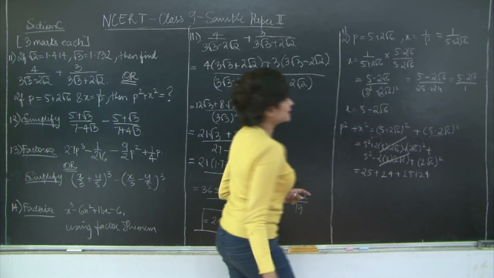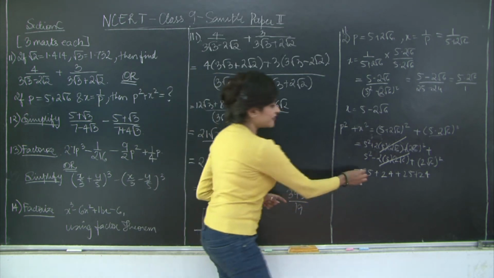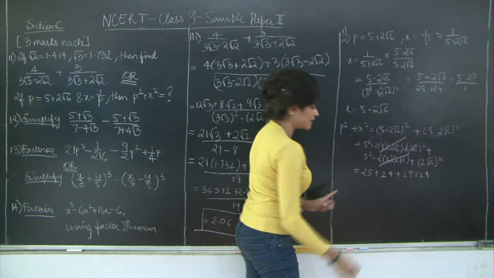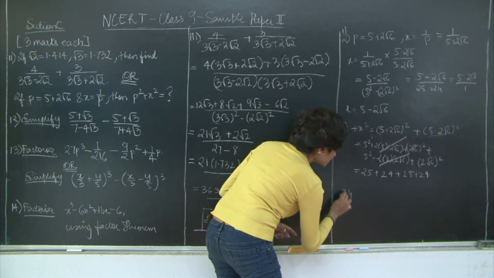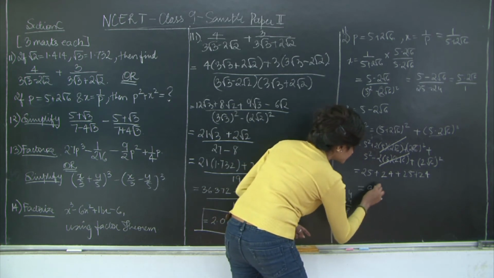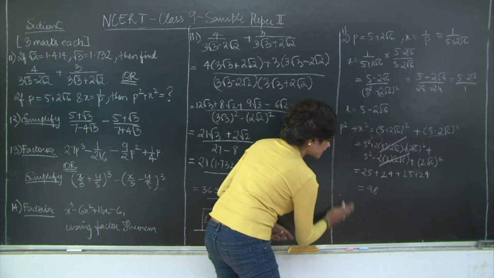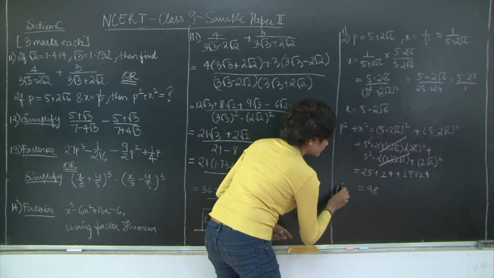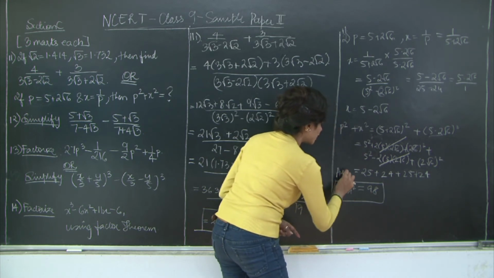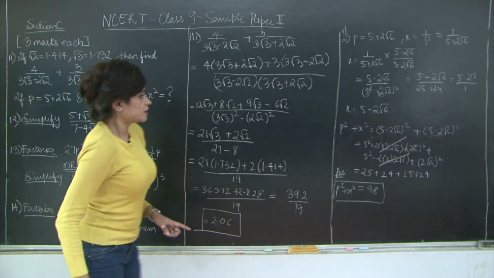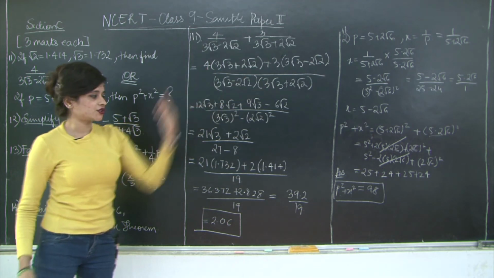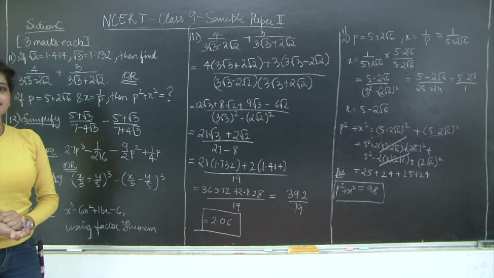So let's add these terms now. 25 plus 25 is 50, plus 24 is 74, then 74 plus 24 is going to give me 98. So p square plus x square is equal to 98, and this is also your answer. So here are the two sums. You could opt for either this question or this question. Please take a look at the solution.